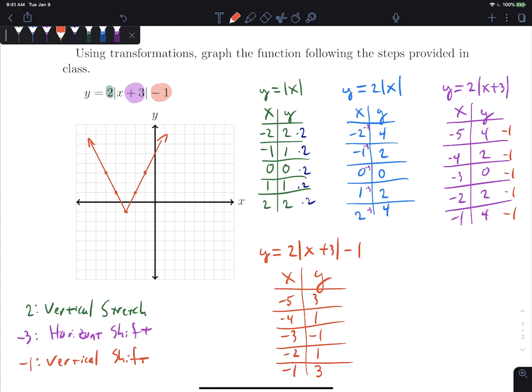Excellent. Well, that is pretty much it for the handwritten way of doing things. Now I'm going to go ahead and take you to an example similar to this in my math lab. I'll see you there.